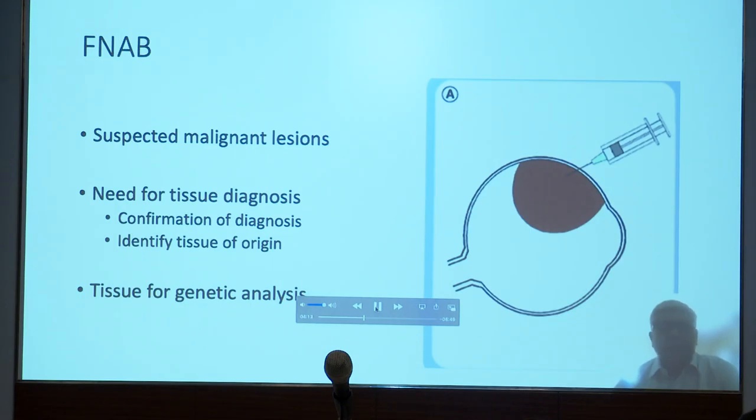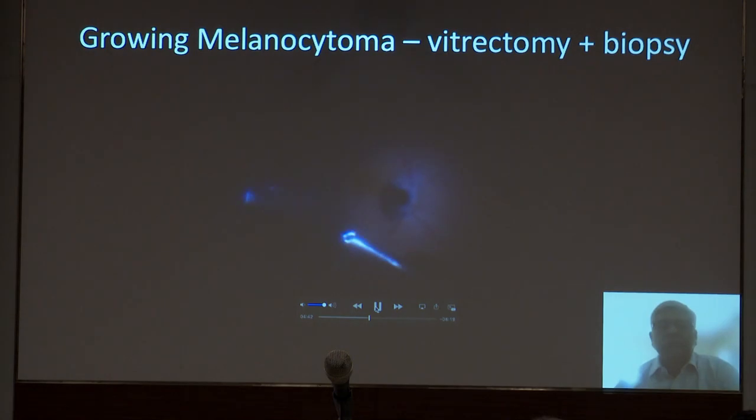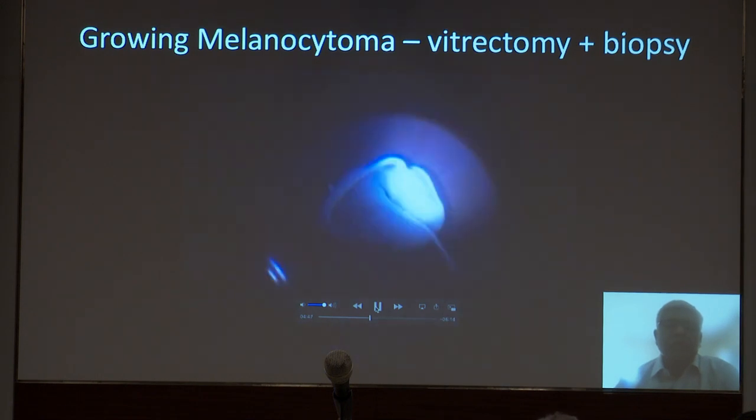FNAB in suspected malignant lesions may be performed when there is a need for tissue diagnosis to confirm the diagnosis of a primary intraocular tumor or to identify the tissue of origin in a secondary involving the eye. But more commonly, FNAB is presently performed to obtain tissue from the tumor for genetic analysis, particularly in uveal melanoma. Uveal melanoma genetic makeup is associated with prognosis for life, so it's a good idea to obtain tissue from the melanoma for genetic analysis. Hence, in melanoma, FNAB is performed to obtain tumor tissue prior to brachytherapy.